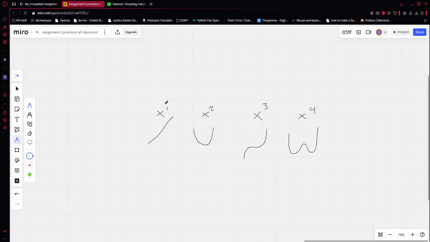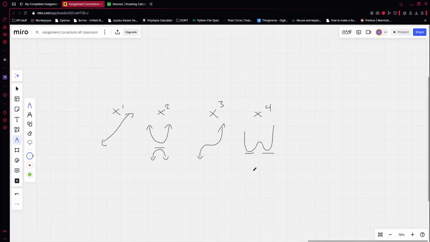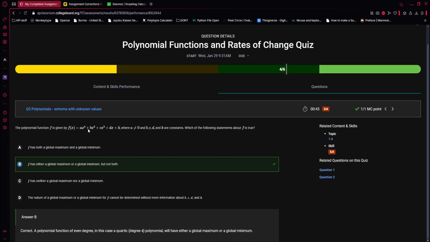Odd degrees have no maximum, no minimum. Even degrees have only a minimum or only a maximum. Because if we had this upside down, this would be maximum. But no more, because it just keeps going, right? Odd, infinite, infinite. Even, minimum, infinite, right? So if we're going to look at this, the reason they give us so little information is because it's a 4th degree, which means it's even, which means it doesn't have both.